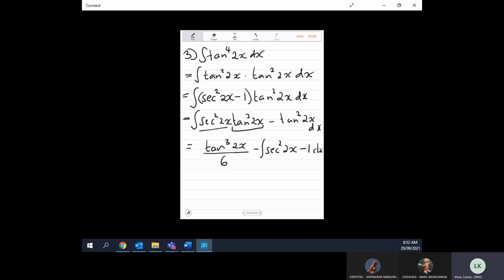Okay, so we have tan to the power of 3 of 2x over 6, and then minus the integral of sec squared of 2x is just tan of 2x, and then we divide by 2. So this is tan of 2x divided by 2, and then the integral of minus 1 is minus x, but then we multiply with this negative here, so we get positive x plus our constant of integration.